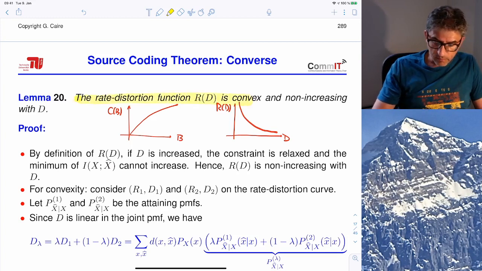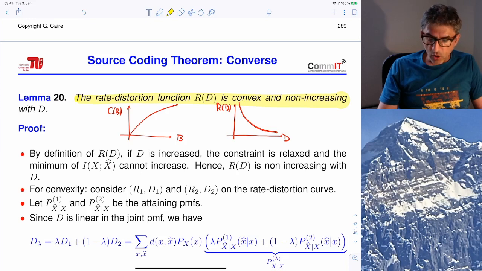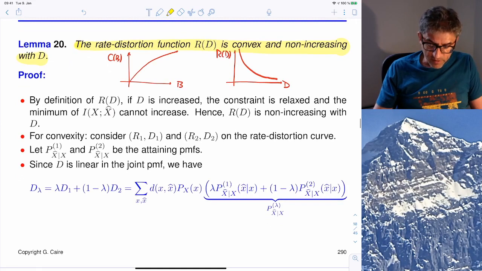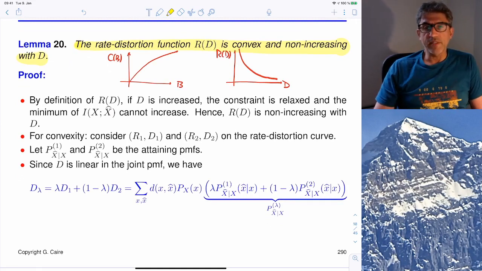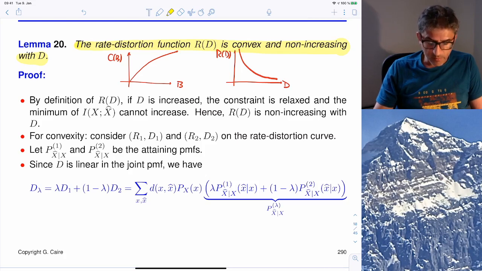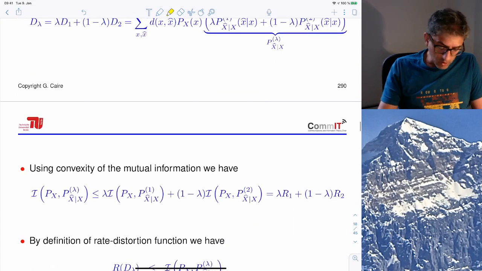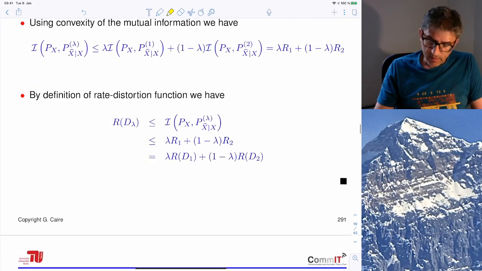So this lemma says that the rate distortion function is convex and non-increasing with D. The proof is very similar to what we have seen for the capacity cost function. In fact, it follows exactly the same principles and is given here. I will not go through it because it has really the same idea.